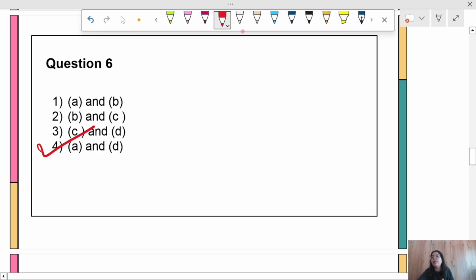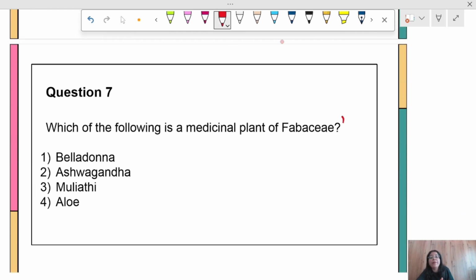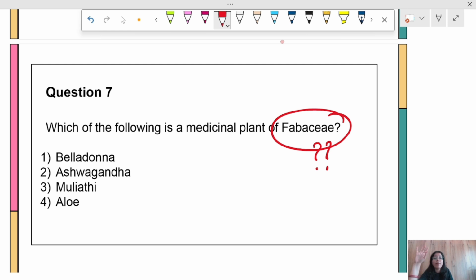Okay, option number 4. Which of the following is a medicinal plant of Fabaceae? I hope you have learned about the medicinally important plants of these 4 families at least: Brassicaceae, Fabaceae, Solanaceae, and lily family. Fabaceae, what is medicinally important plant of this family? Mulethi. Belladonna, ashwagandha, they belong to Solanaceae. Aloe vera, it belongs to Liliaceae.